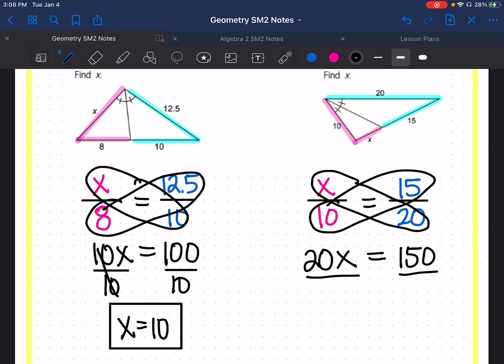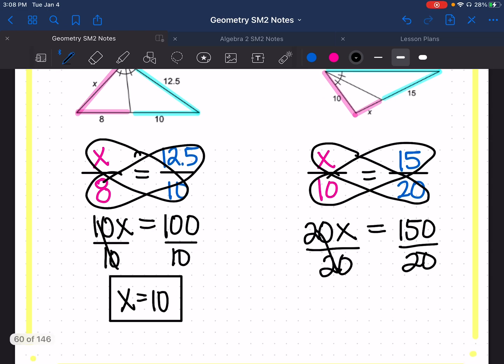I'm going to divide both sides by 20, and I get x equals 7.5. Good luck on your assignment.